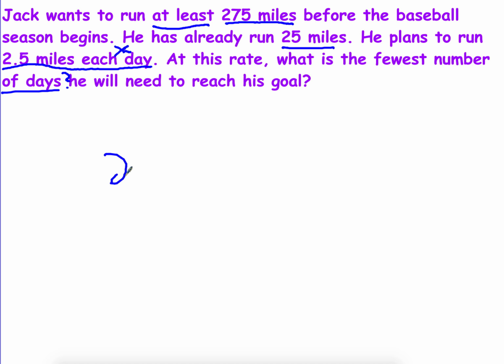Okay, 2.5 miles each day. So right away, I know I'm going to have 2.5 times x, because if I'm running 2.5 miles each day, I can take 2.5 miles and multiply it by how many days I run. I also know I already ran 25 miles. That's already done. So I know that 2.5 miles each day plus that 25 miles is going to get him to his goal of 275 miles. Then we would need to solve to figure out how many days he needs to run.